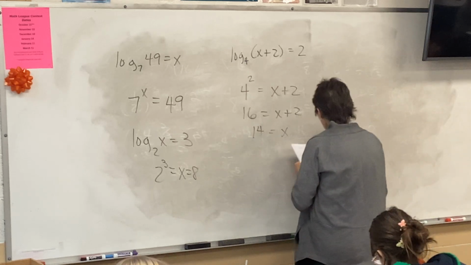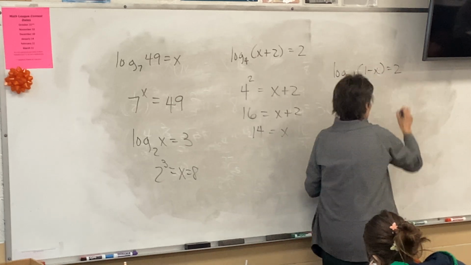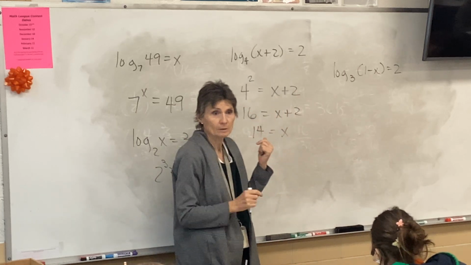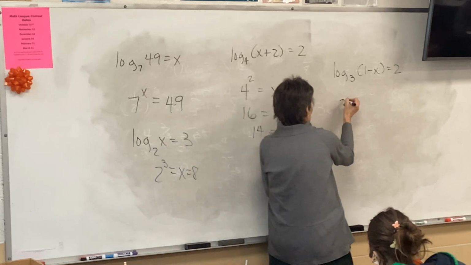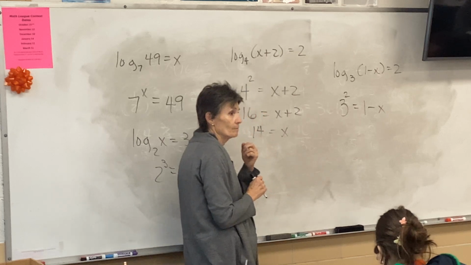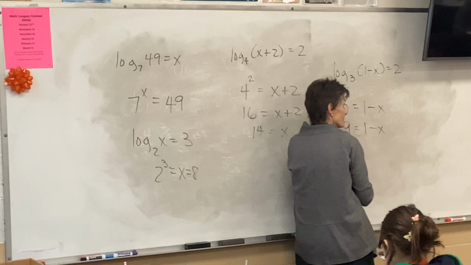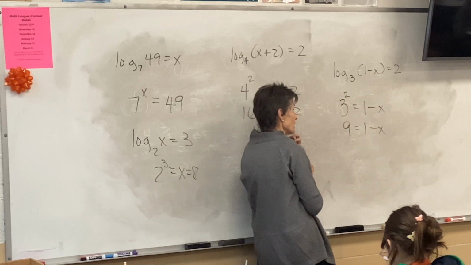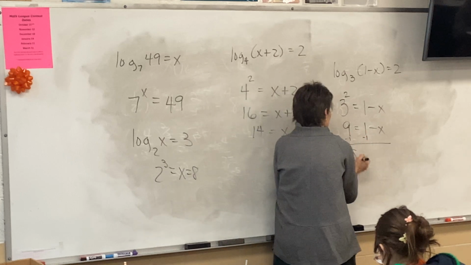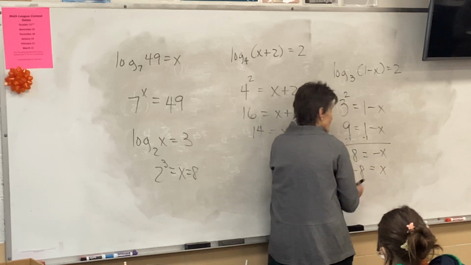I wonder if they're going to get any harder. This is pretty easy. Log base 3 of 1 minus x equals 2. Don't be confused by the parentheses. You're going to loop-de-loo. And what's it say? 3 to the 2nd equals 1 minus x. So 9 equals 1 minus x. Now we're going to solve this carefully. I'm going to do it however you want. I'm going to subtract 1 from both sides. So 8 equals what? Negative x, which means x equals negative 8.